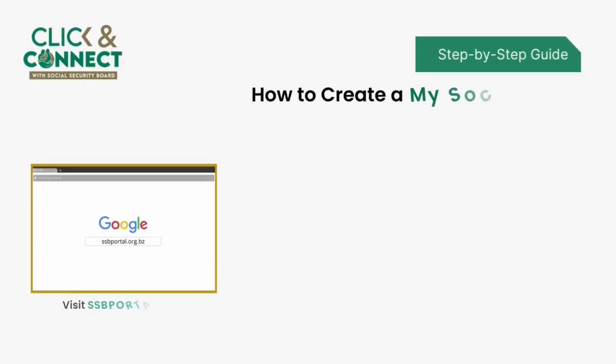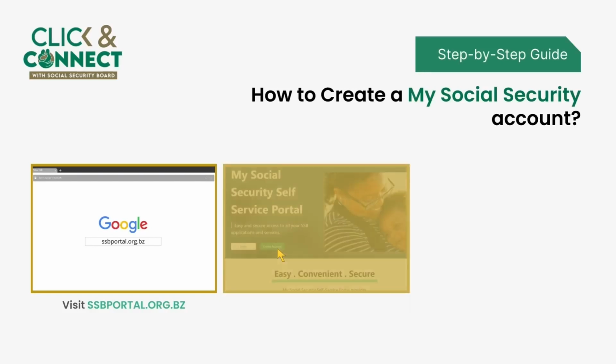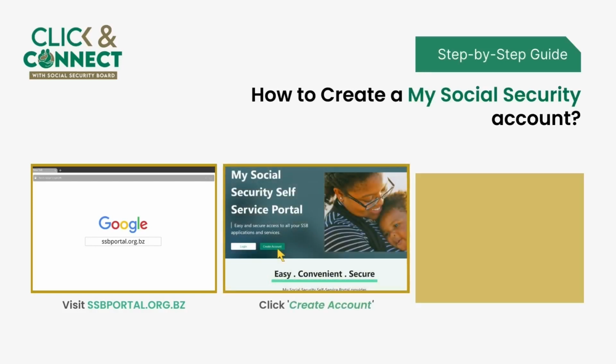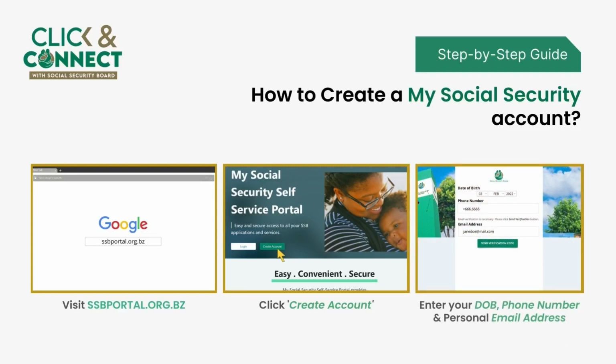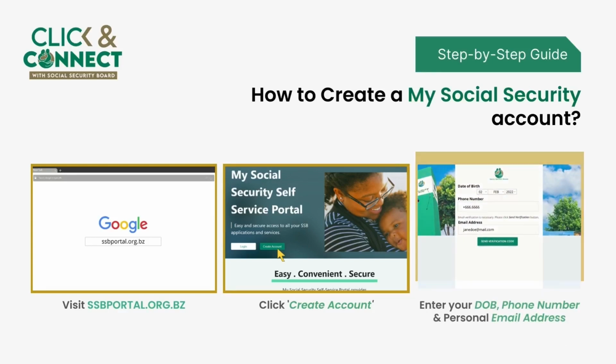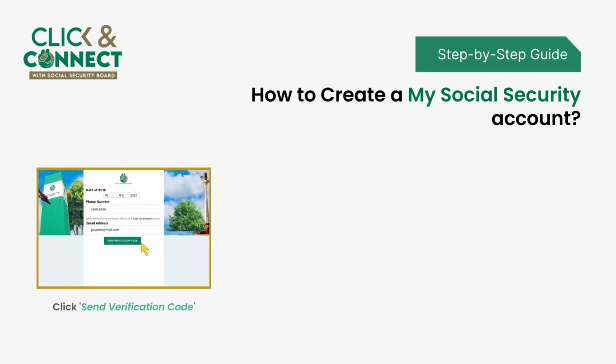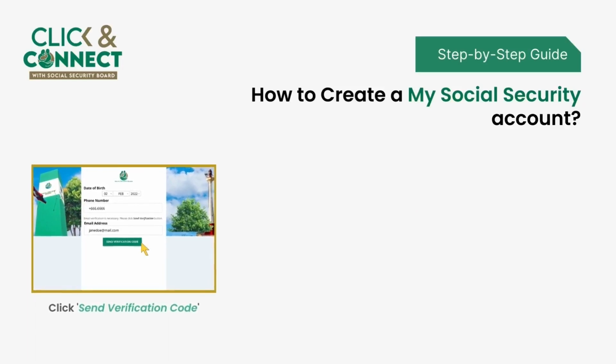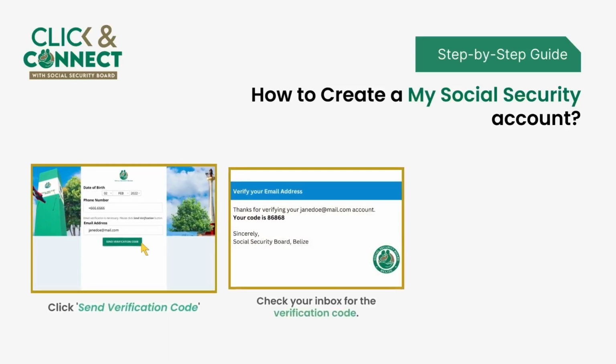The first step is to open your internet browser. Google Chrome and Internet Explorer are the recommended browsers. Type in ssbportal.org.bz and click Create Account. Next, enter your date of birth, your phone number, and your personal email address. Click Send Verification Code and check your email inbox to obtain the verification code.